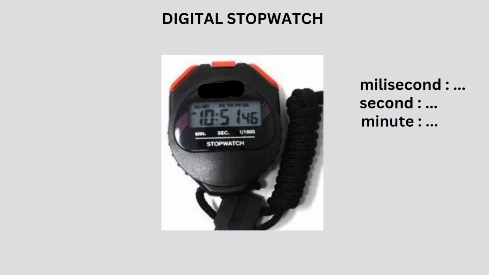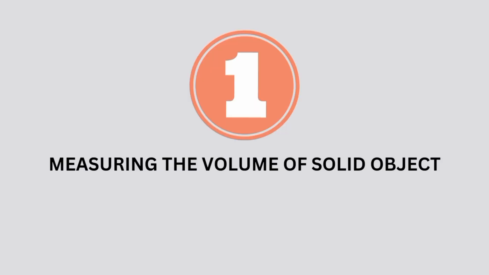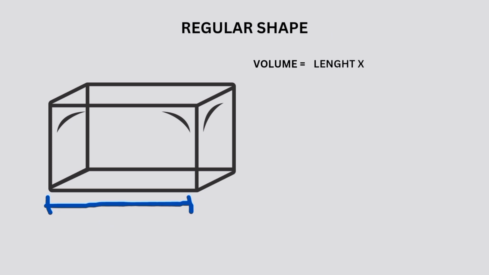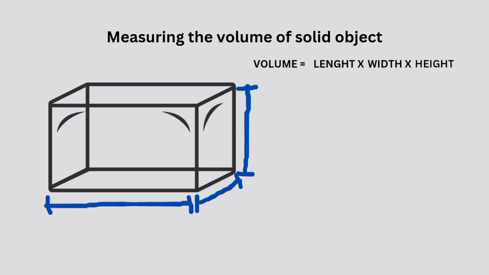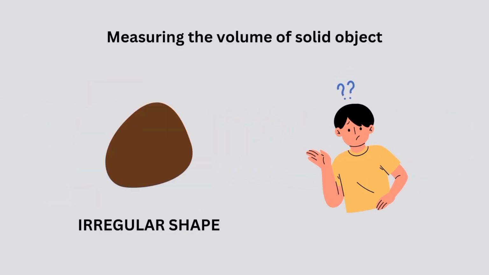For the exercise, back to our discussion from the last video, I have additional material for length. In measuring the volume of a regular shaped solid object, usually we use the equation length times width times height. On the other hand, how do we measure the volume of an irregular shaped solid object?